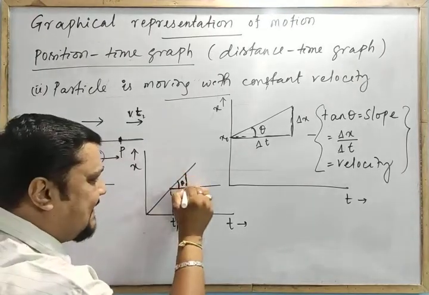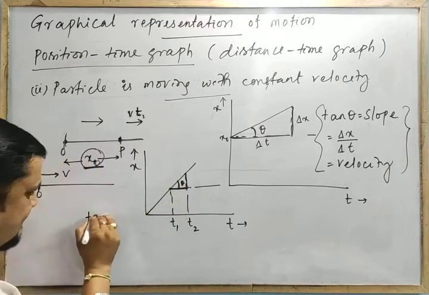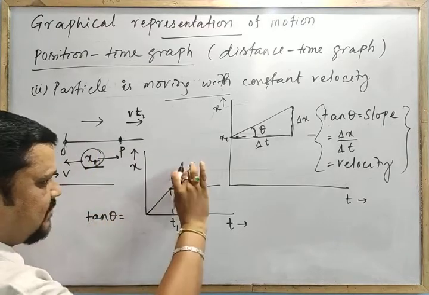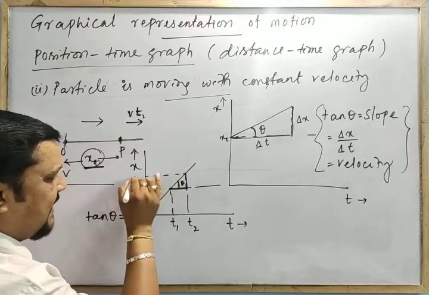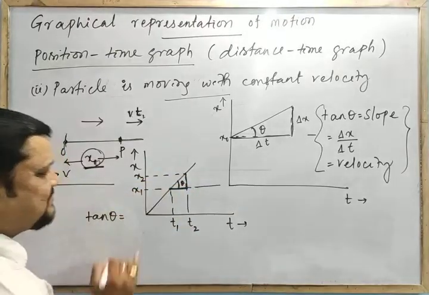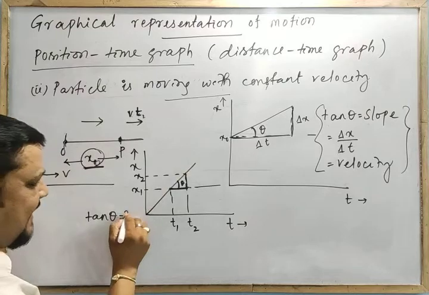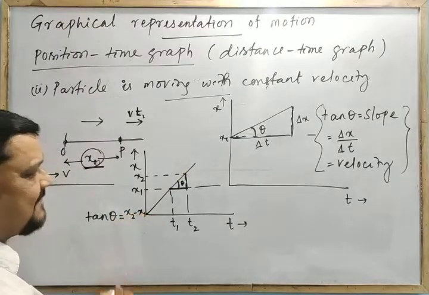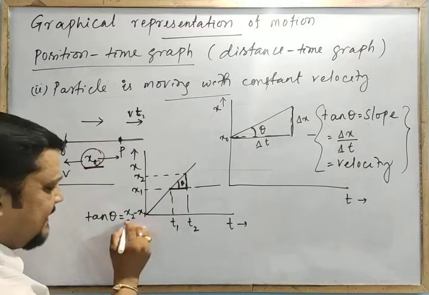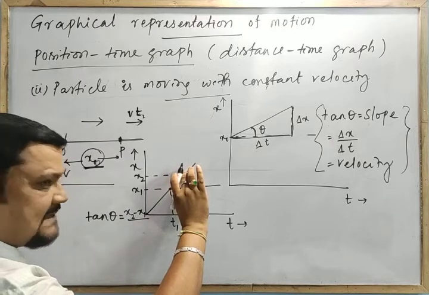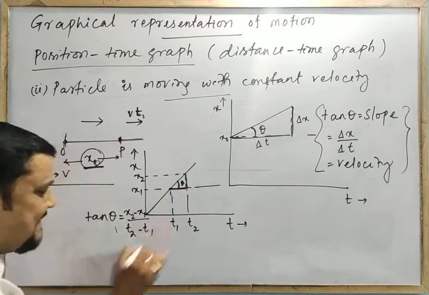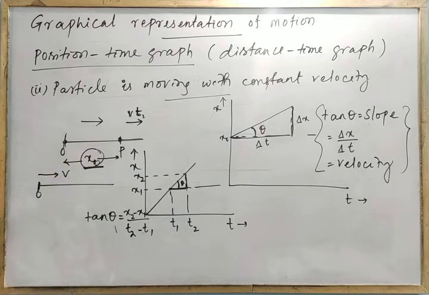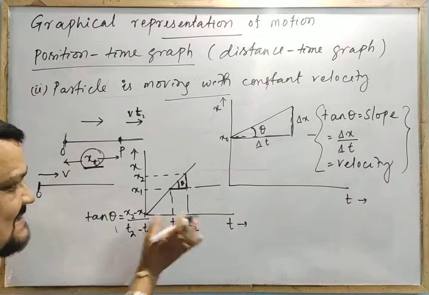And what is this tan theta? Tan theta is equal to, you can show this one. Suppose this is your x2, this is your x1. So what will you write? x2 minus x1, this is the distance, divided by, tan theta equal to this height by base, t2 minus t1. So this will give you the average velocity in this interval.